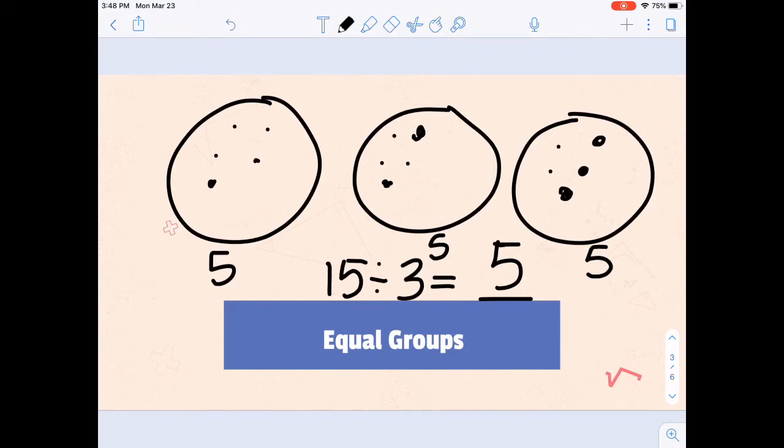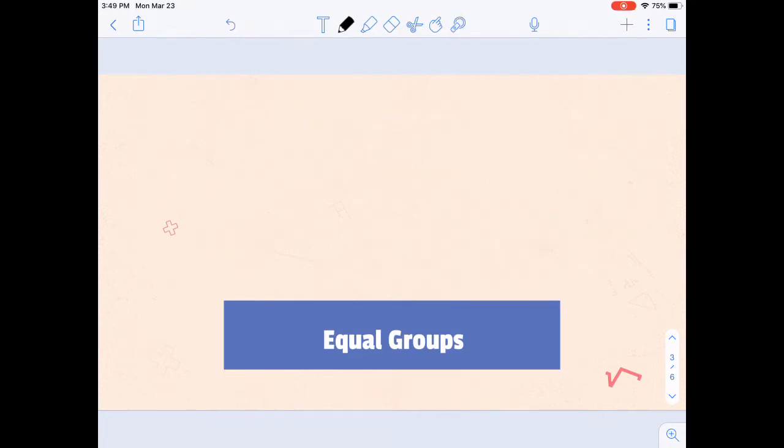And now for all those who are really great at multiplication, you could probably see that there's a relationship here, right? If I just switch some things around, I could do 5 times 3 to get 15. So let's practice one more in equal groups because it's really one of my favorite strategies if I ever get stuck on a division equation, because it always works.